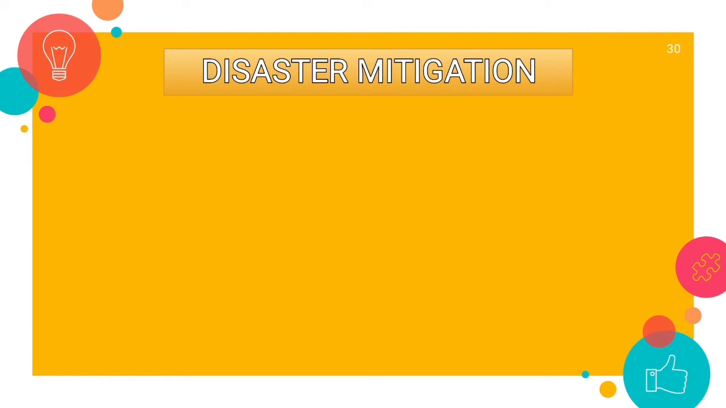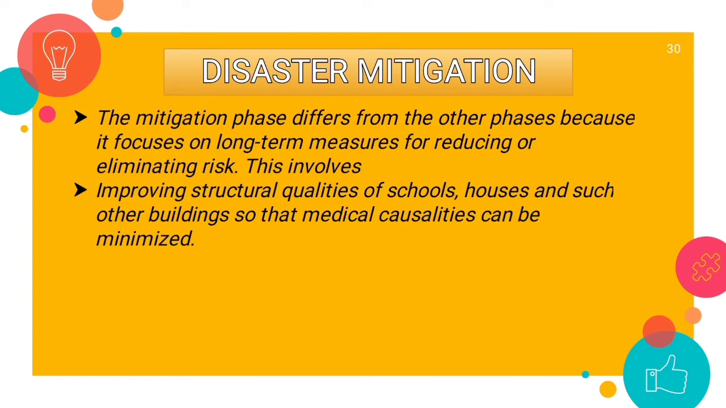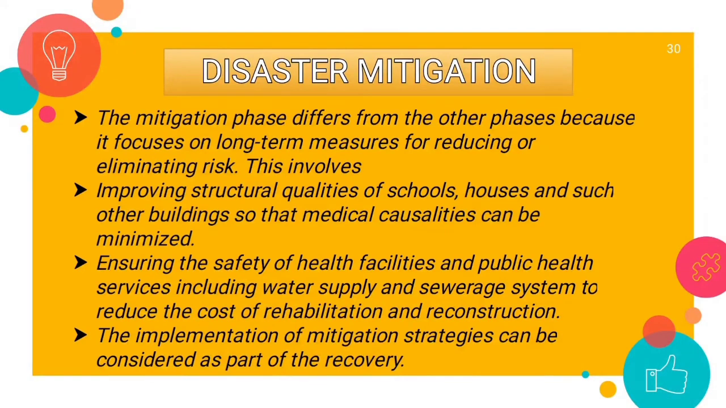Disaster mitigation. It means to minimize the effect of disaster. The mitigation phase differs from the other phases because it focuses on long-term measures for reducing or eliminating risk. This involves improving structural qualities of schools, houses, and such other buildings so that medical casualties can be minimized. Ensuring the safety of health facilities and public health services, including water supply and sewerage system, to reduce the cost of rehabilitation and reconstruction. The implementation of mitigation strategies can be considered as part of the recovery.